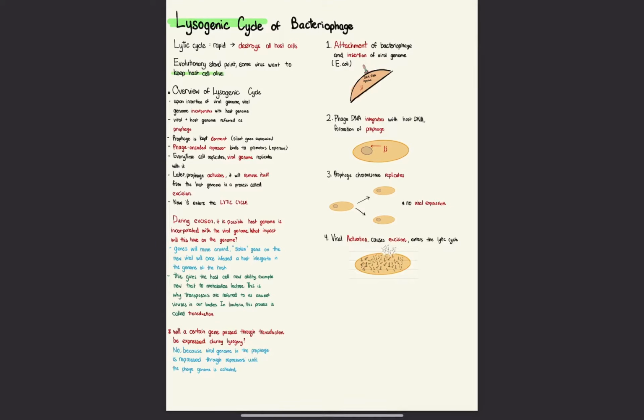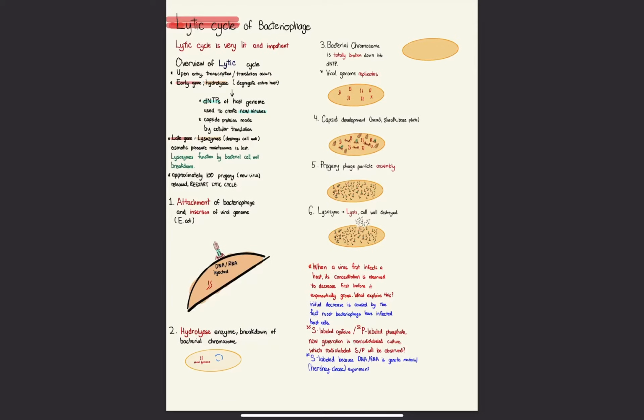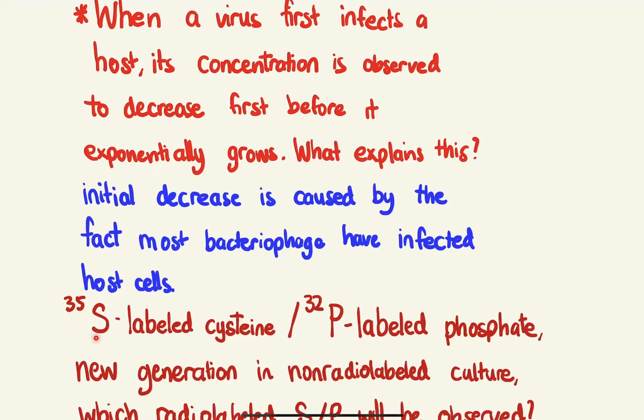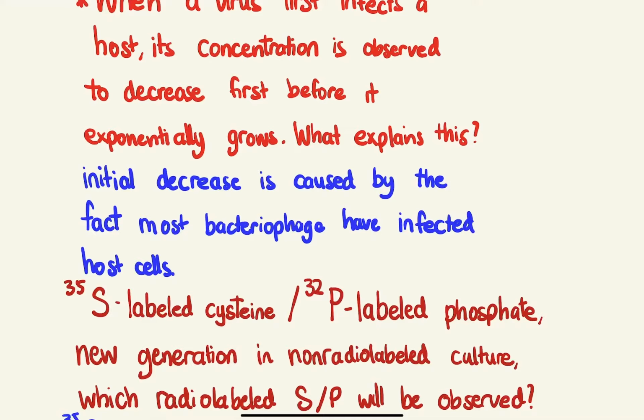So now let's start off with this quick question that we left off in the last video. This question over here is asking us about 35S labeled cysteine and 32P labeled phosphate in the new generation. So what this question is asking is, we have the first generation, which is radiolabeled, but then what do you expect in the next generation? Will this cysteine, the protein, or the element phosphate, of the DNA, the genetic information, be labeled in the next generation?